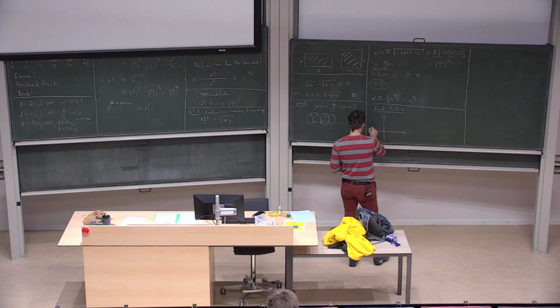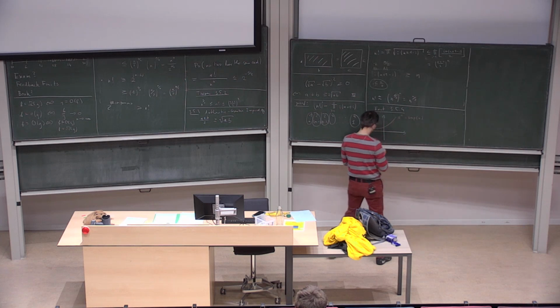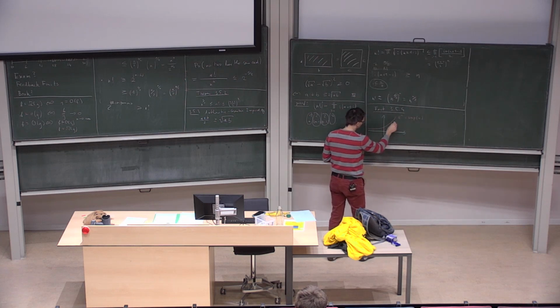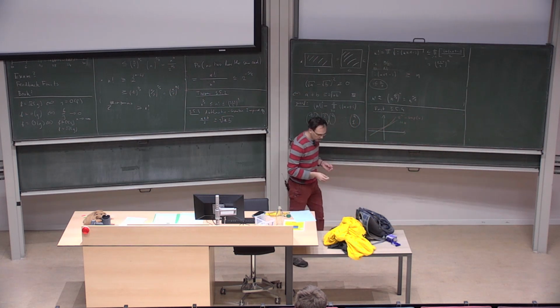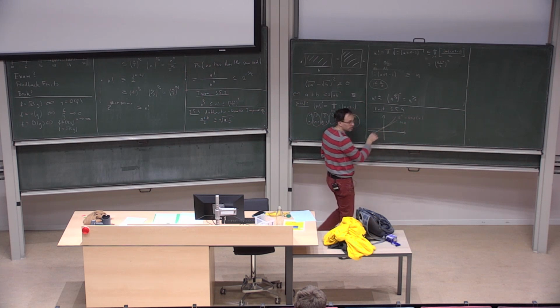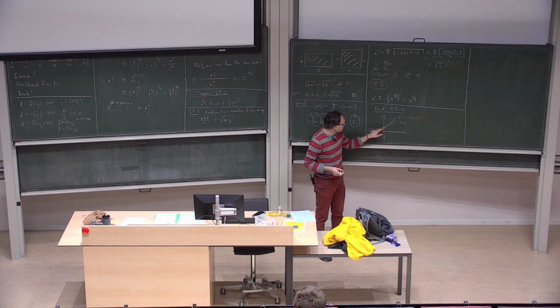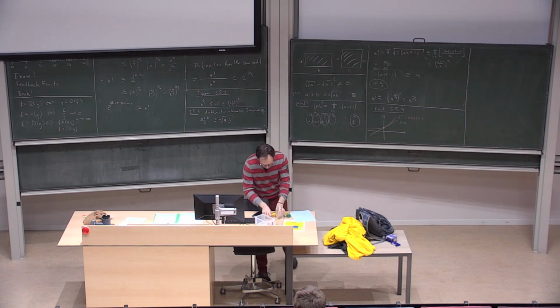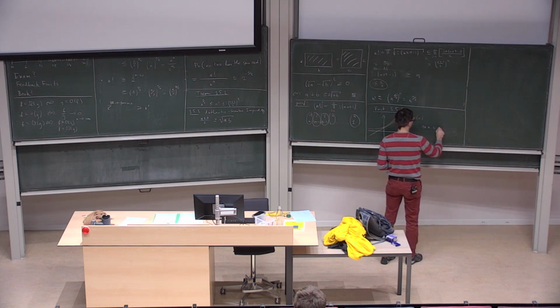So we have this function e to the x, and then we have this function which is 1 plus x. And they touch here at 0. And now you can show that e to the x is convex, and you can see that they touch here, and what you get out of this is 1 plus x is smaller or equal than e to the x.